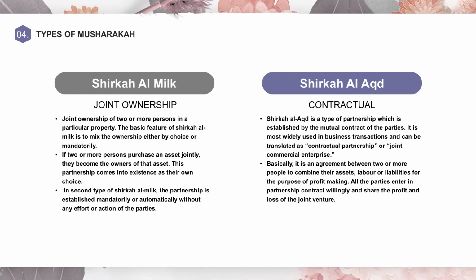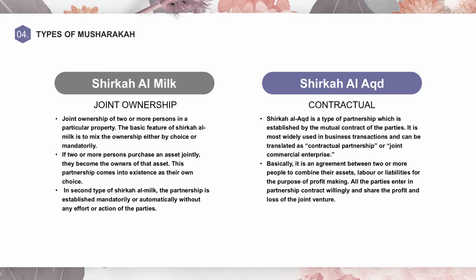First, we will go to the partnership in joint ownership, which is Shirkah al-Milk. It means the joint ownership of 2 or more persons in a particular property. The basic feature of Shirkah al-Milk is to mix the ownership either by choice or mandatorily. If 2 or more persons purchase an asset jointly, they become the owners of the asset. This partnership comes into existence by their own choice because they themselves choose to purchase the asset jointly.